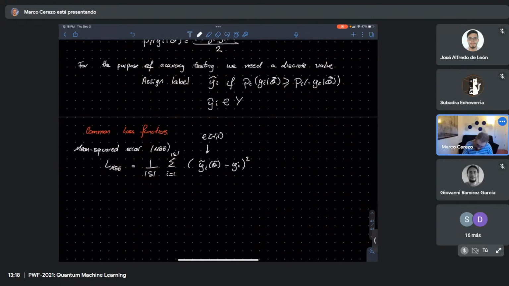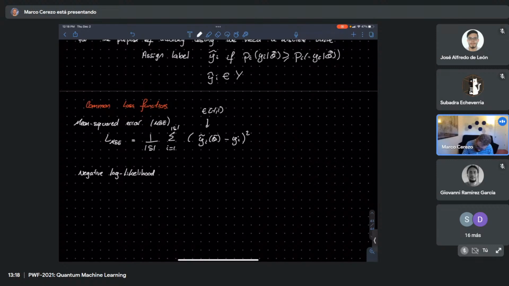We can also use the negative log likelihood loss function. And this is defined as L log is equal to -1 over the size of the data set. As usual, I'm going to sum over all the points in my training set, and I'm going to be taking the log of the probability of assigning label I. And this is what we're going to get, right?